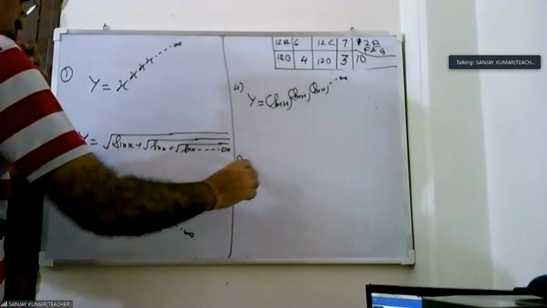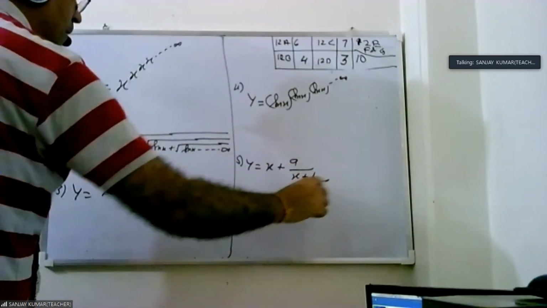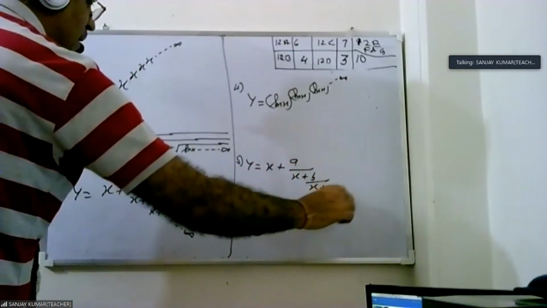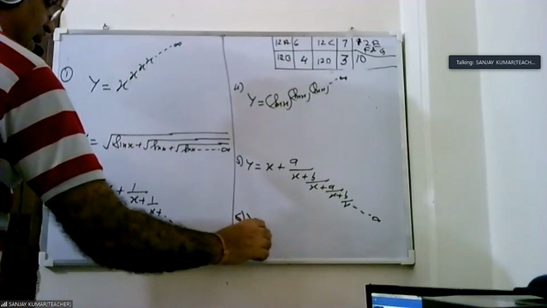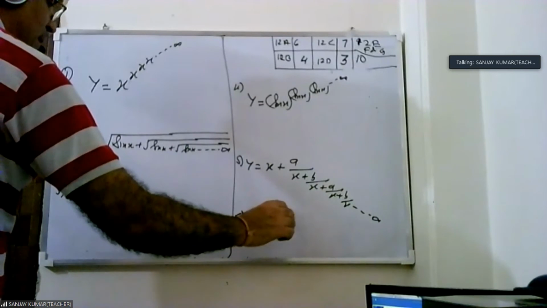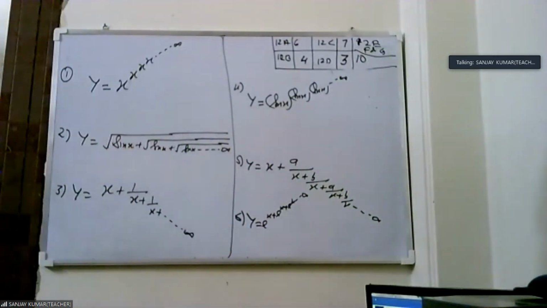The fifth question, y equals x plus a by x plus b by x plus a by x plus b by x plus so on till infinity. The sixth and the last, e^x plus e^x plus e^x plus so on till infinity. In all the questions they require dy by dx. Now we say, find dy by dx for all the questions. And that is very, very easy.